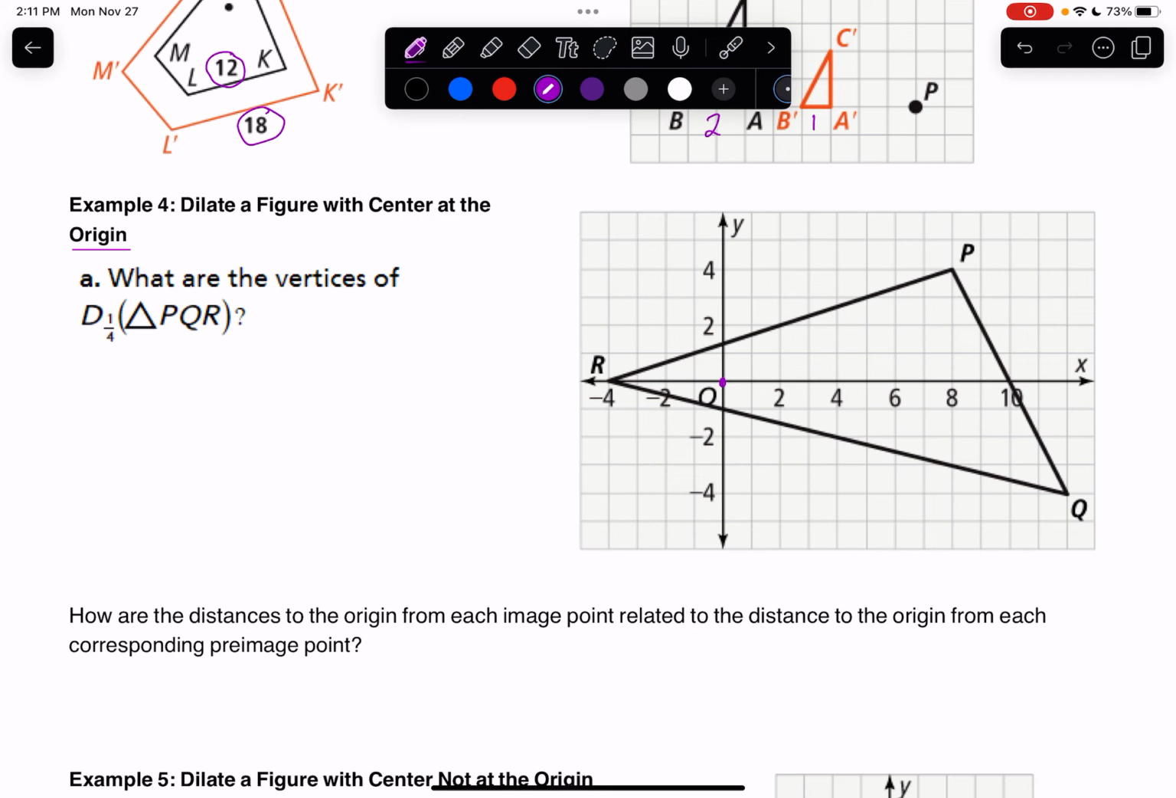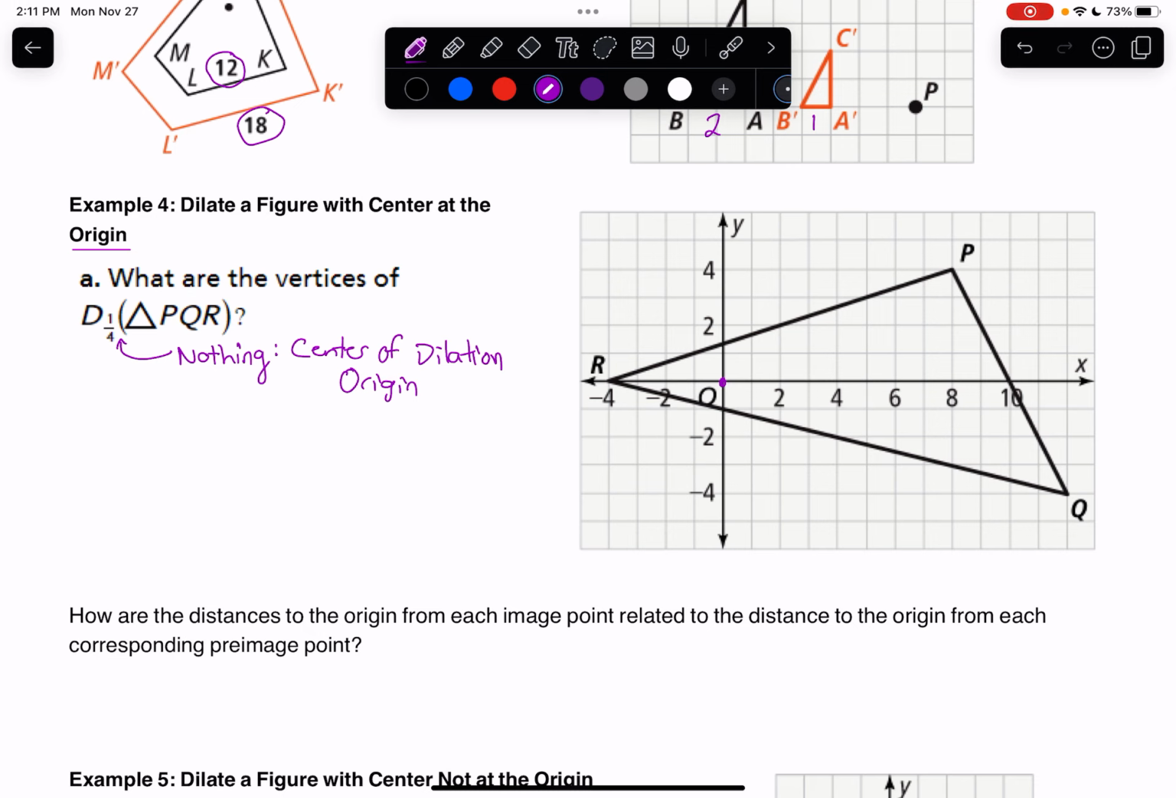So when it says, what are the vertices of a dilation of 1/4 of triangle PQR, notice that there is nothing after 1/4. Since there's nothing after 1/4, that means the center of dilation is the origin. If there's something there, that thing would be the center of dilation. But here there's nothing. So all we need to do is take each of the 3 points that we have, multiply them by our scale factor, and that'll give us our 3 new points.